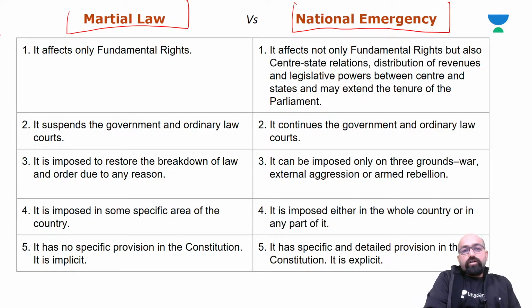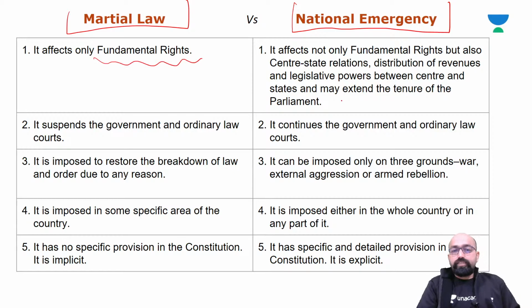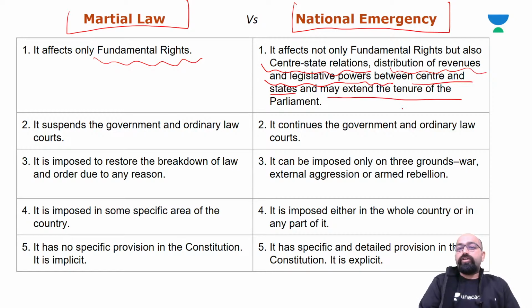Here we'll see a few points related with the difference between martial military rule versus national emergency. Martial law affects only fundamental rights, and national emergency affects not only fundamental rights but also center-state relations, distribution of revenues and legislative powers between center and states, and may extend the tenure of the Parliament. So this is the first difference between martial law and national emergency.